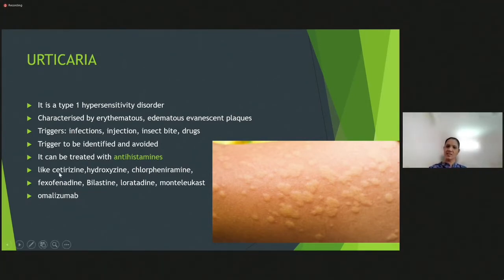First line is usually cetirizine or hydroxyzine in children. Those who are working need non-sedating antihistaminics. So there the options are fexofenadine, bilastine, loratadine, and sometimes we can add a montelukast combination to the cetirizine or levocetirizine. A new drug in chronic urticaria is omalizumab, which is anti-IgE.